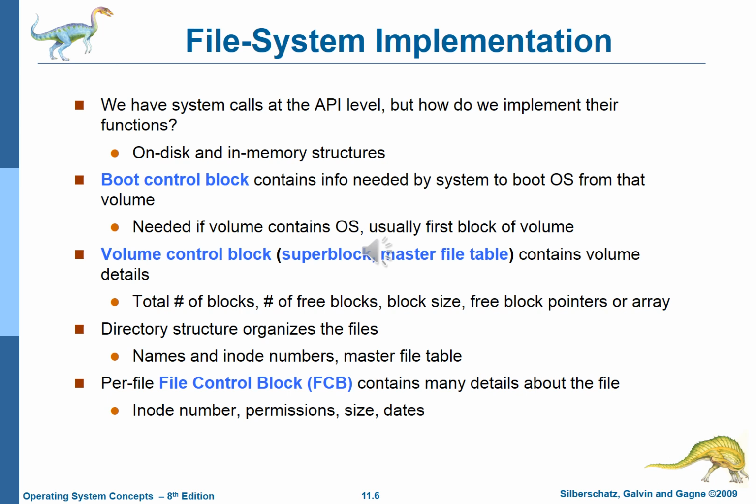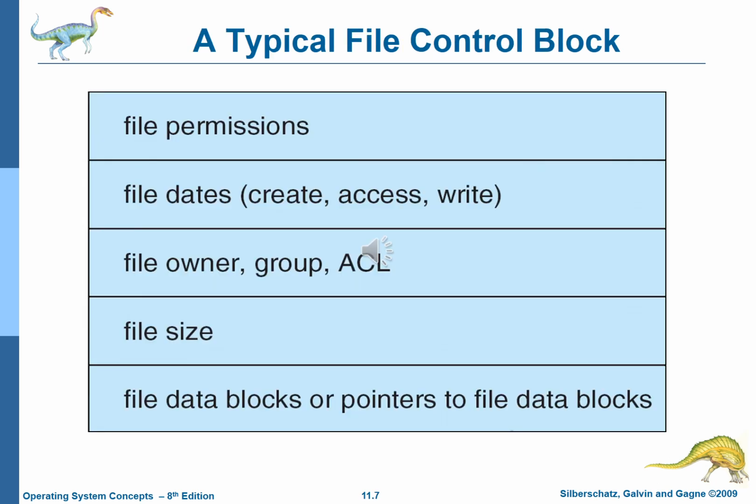Okay, and there is a directory structure that organizes files, and for each file there is a file control block, like in the case of processes, where each process has a process control block. The same way here, each file has a file control block that contains details like inode number, permissions, size, dates, etc. These include file permissions, file dates, when the file was created, when it was accessed, when the content was written, who the owner is, the group, the size of the file, and the data blocks of that file.